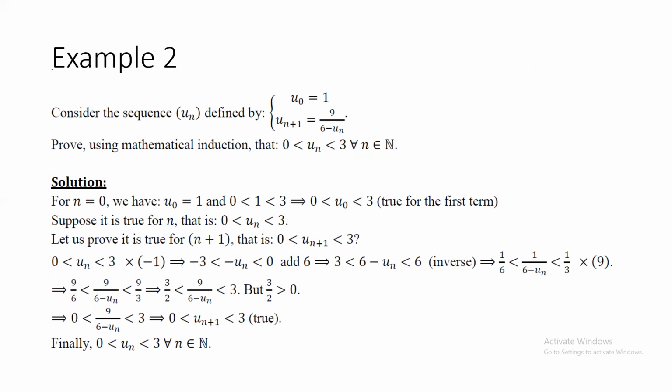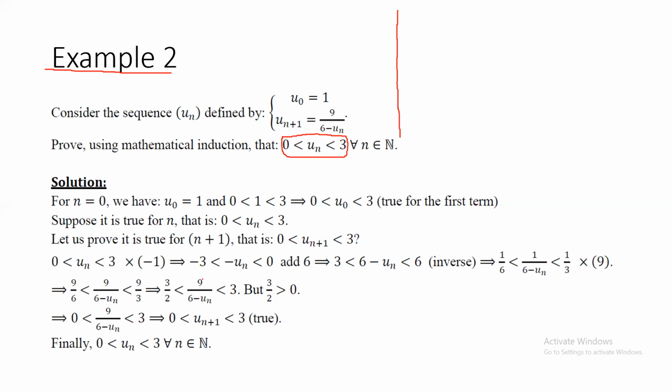I have example 2. Consider the sequence un defined by u0 equal 1, un plus 1 equal 9 over 6 minus un. This one is called a recurrent sequence. Prove by mathematical induction that un is between 0 and 3 for every n. Don't write and listen.